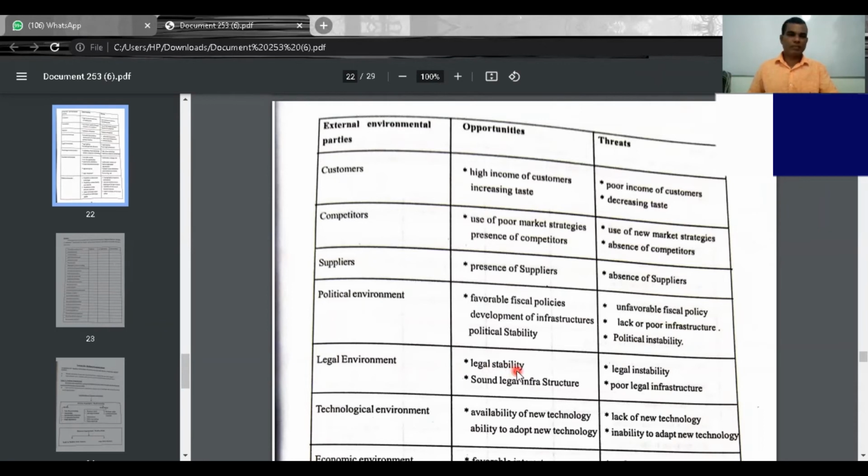Legal environment is concerned. Legal stability, sound legal infrastructure, if the court system and the way the law is implemented are good, we call it what? Opportunity. Legal instability, poor legal infrastructure, no justice can be seen in the presence of the court system. Threat.